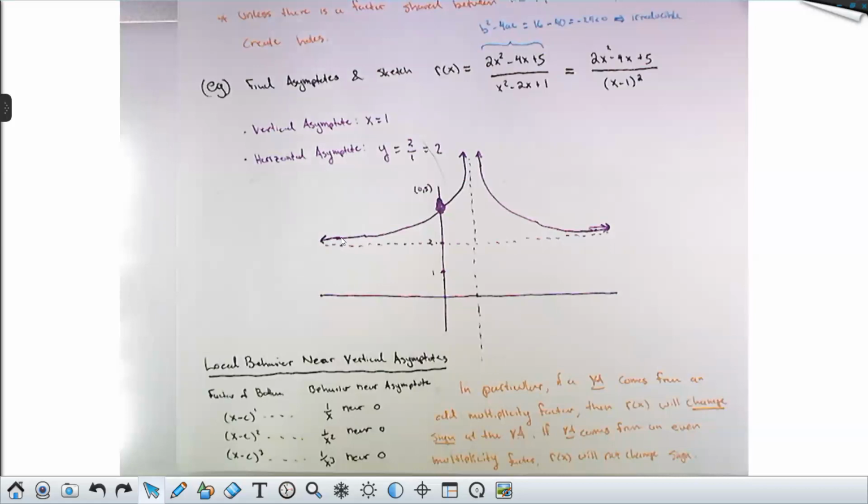Okay, let's try another example. Actually, let me give you the procedure for graphing rational functions, and then we'll try another example. How about that? So how to graph a rational function.